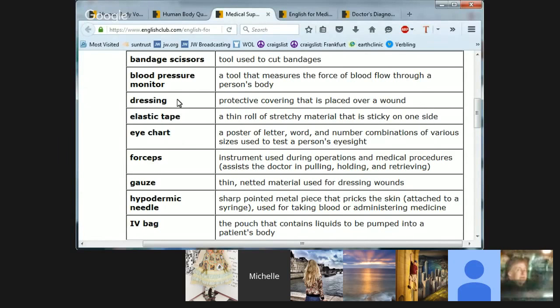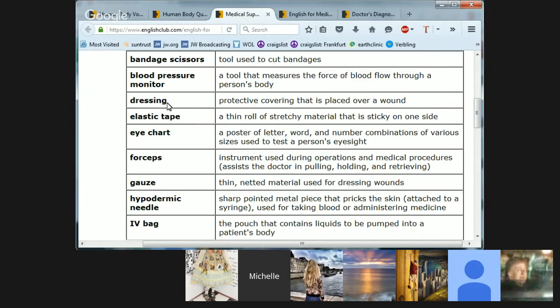Great job. Okay, and Aka, I think it's your turn. Can you try the next two? Okay, dressing. A protective covering that is placed over a wound. Elastic tape. A thin roll of stretchy material that is sticky on one side. All right. So have you guys seen this before? Like someone dressing a wound and using maybe elastic tape to secure it on?